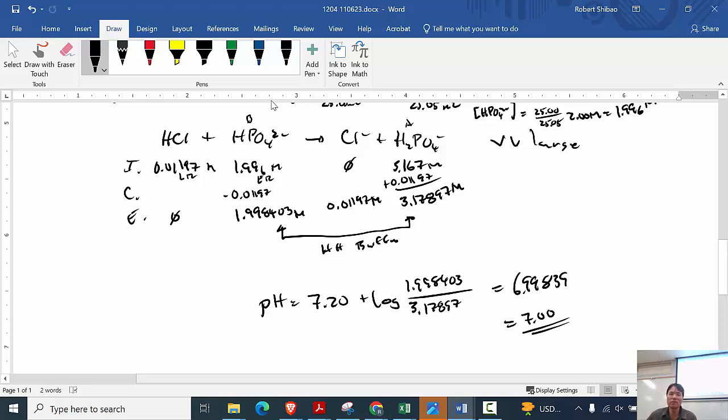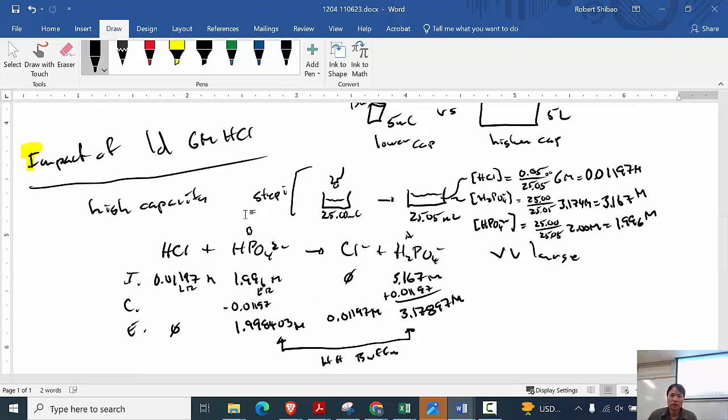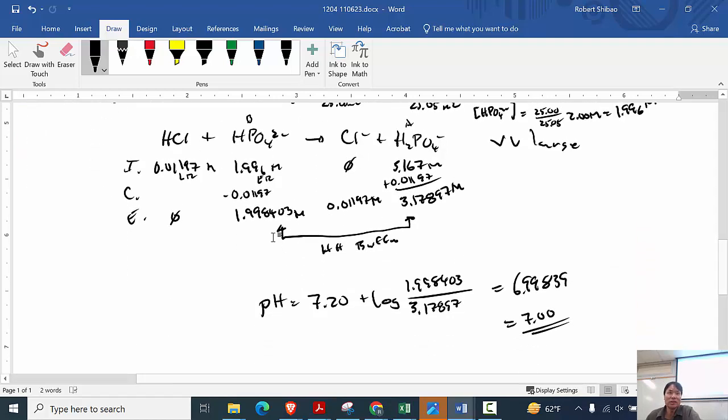I started with a pH 7.00 buffer here, because I put them in the right ratio to make it 7.00. By lowering the pH, by having about twice as much acid, or less than twice as much, 1.58 times as much, there's insignificant change in the pH. And so that's a good buffer, right? A good buffer should resist it.